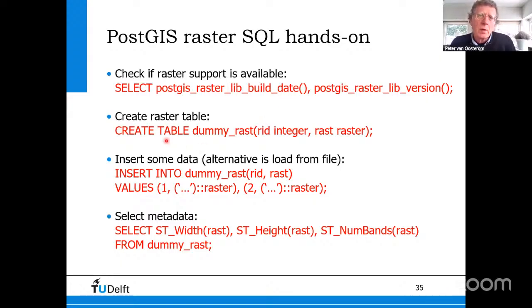The second query is an example of how to create a table that has a raster attribute. And remember, a raster is actually a tile in a raster most of the time. And you can insert some data into this table we just created, raster number 1, and then somehow encode the value of the raster cells. And we even insert a second raster, so now 2 rasters are inserted. And then we can do querying. What is the width and the height and the number of bands of these 2 rasters?